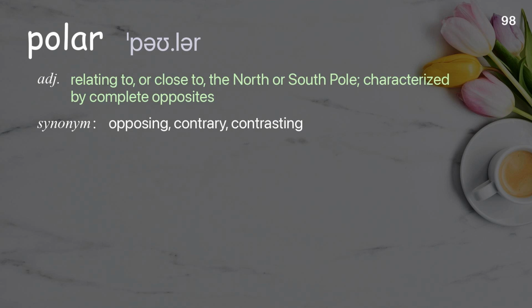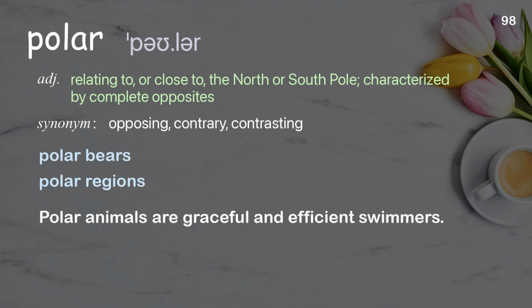Polar. Relating to, or close to, the North or South Pole; characterized by complete opposites. Examples: Polar bears. Polar regions. Polar animals are graceful and efficient swimmers.